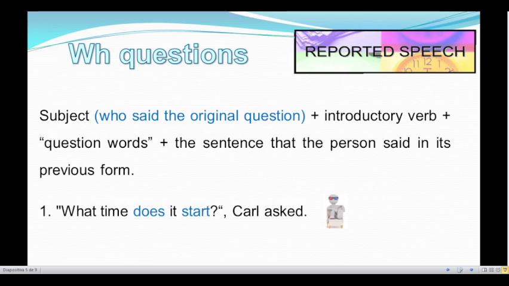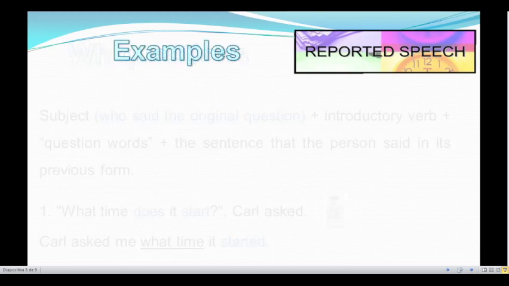For example, what time does it start? Carl asked. This sentence is in simple present, so we will have to change it to simple past. And our question words are what time. So let's see the reported speech of this question. Carl asked me what time it started. Very good. Let's continue with more examples.